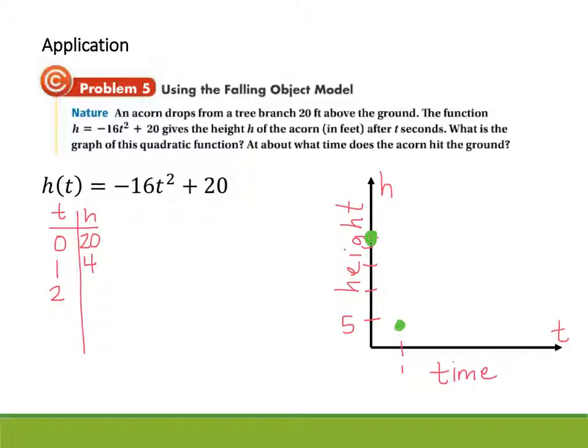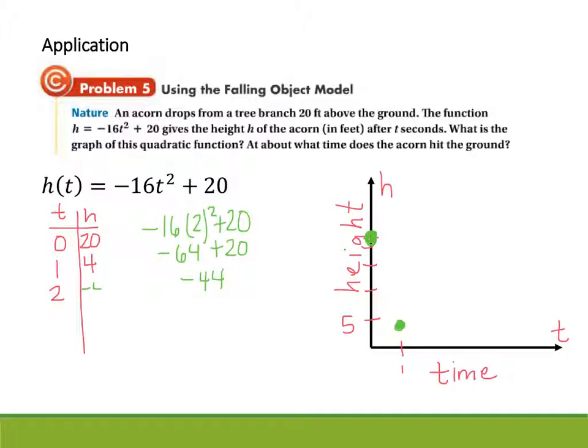Let's see what would happen after 2 seconds. Well, after 2 seconds, I'm going to have -16 times 2 squared plus 20. Well, 2 squared is 4, and -16 times 4 is -64. And -64 plus 20 is going to be -44.